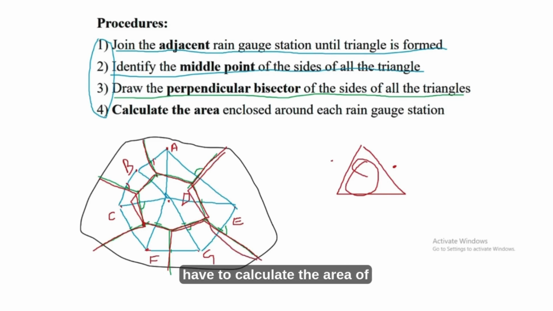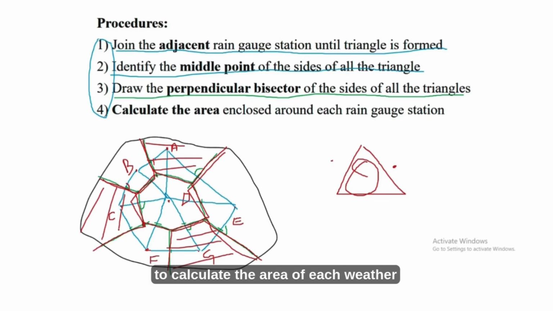Now we have to calculate the area of each station. That means we have to calculate the polygon area. So the area of A station is this one. Area of G station is this one. Area of C station is this one. You can use graph paper or a planimeter to calculate the area of each of the stations.